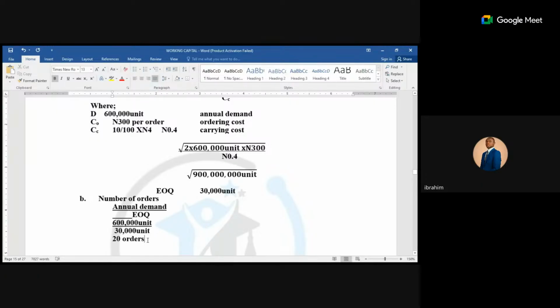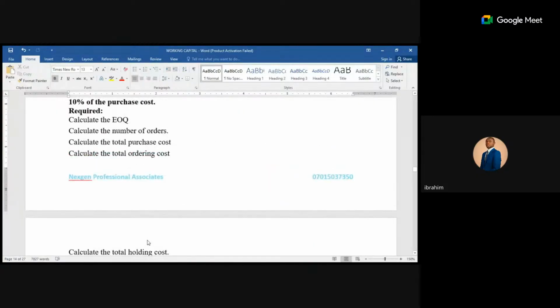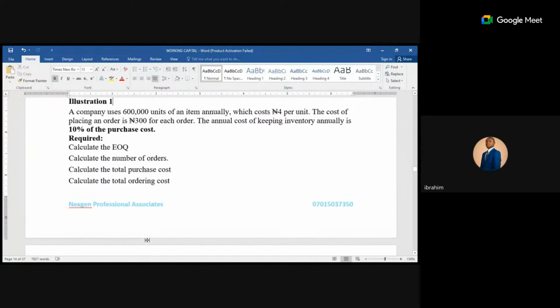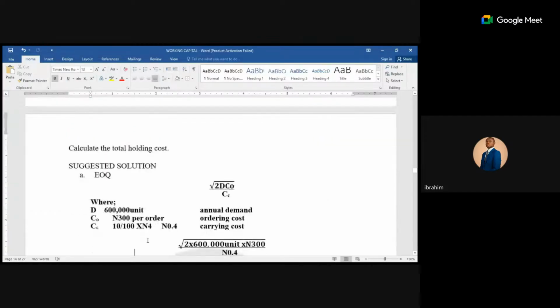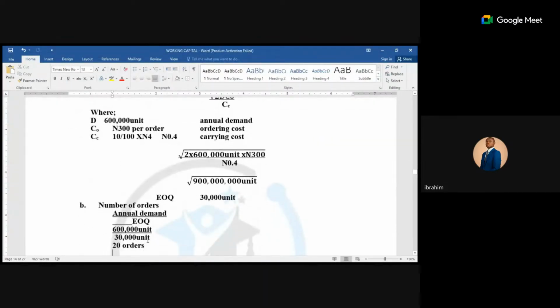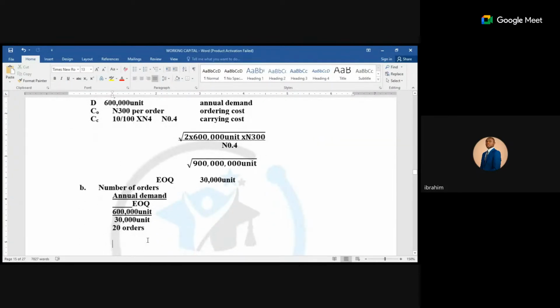So having calculated this, what is the next question? The total purchase costs. C. Total purchase costs.